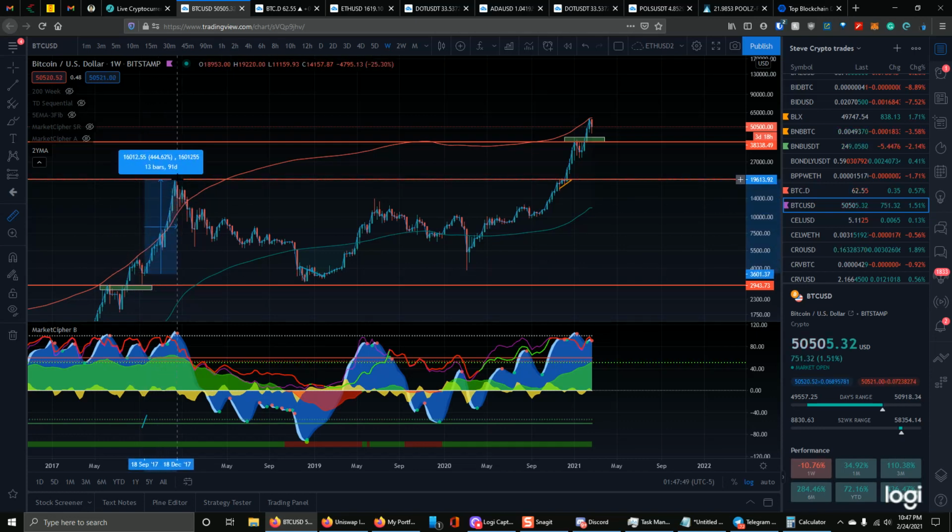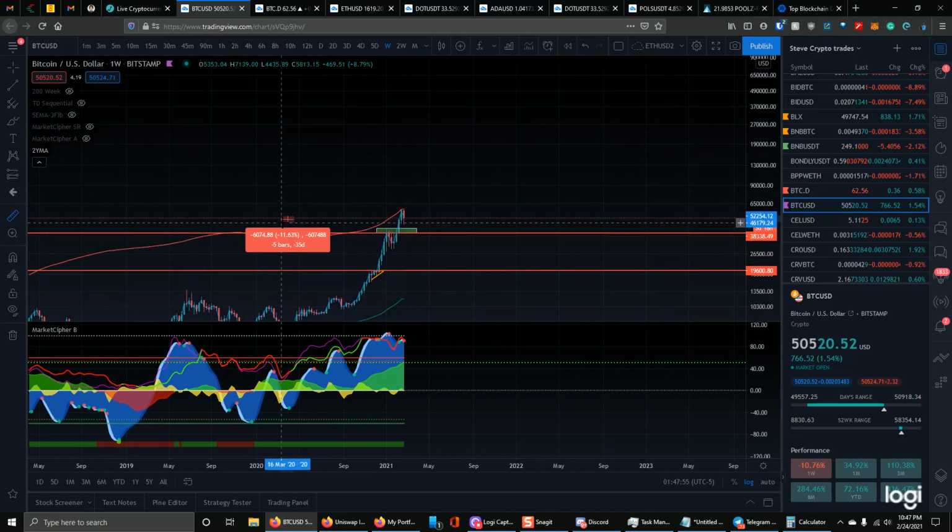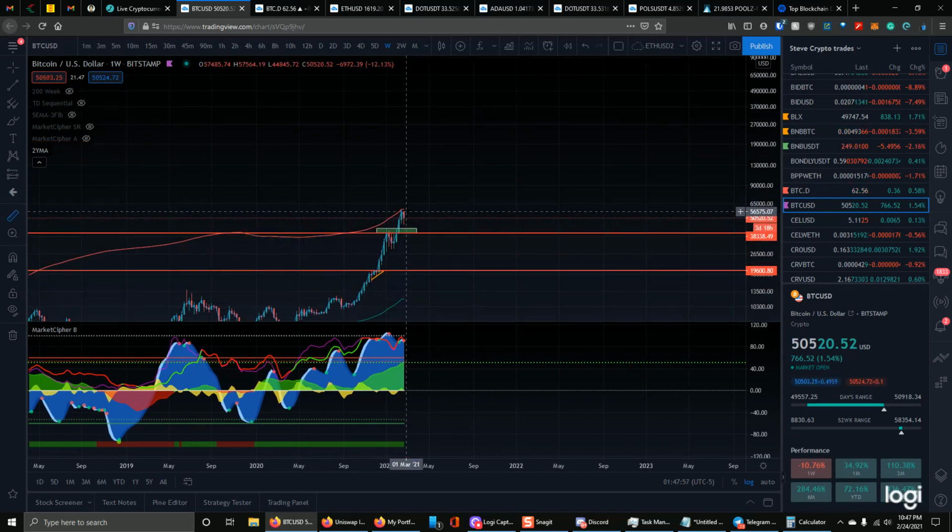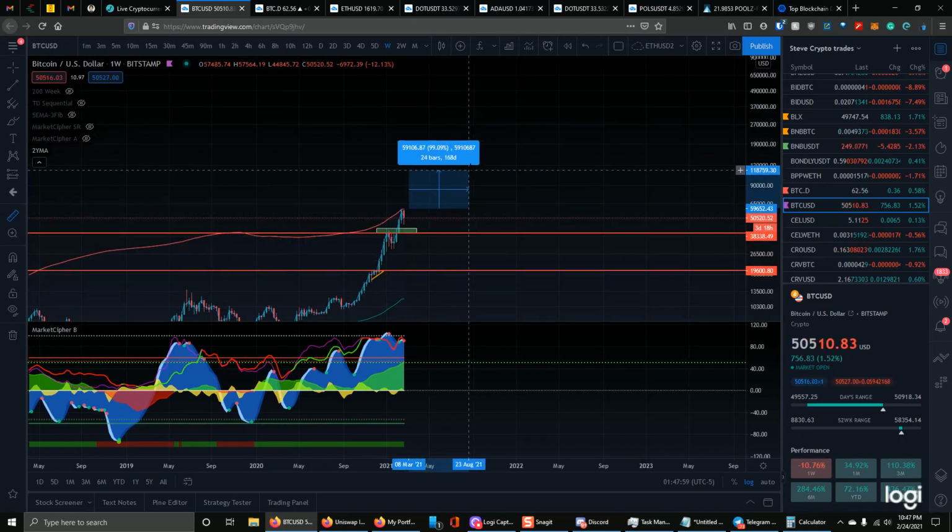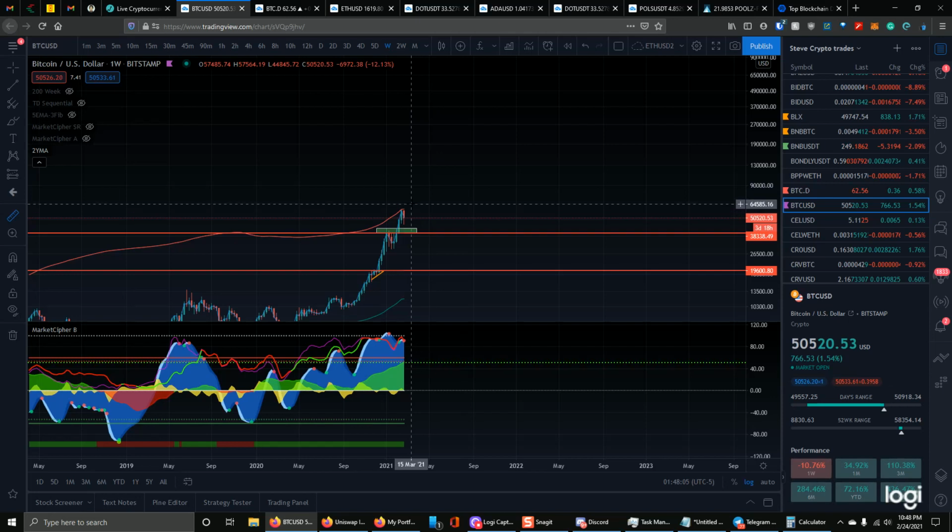But if you look here, we got a 444% move. So if we do break out of here and we even get 100%, that puts us at 119,000 just from breaking above this 2-year moving average. And that's only 1/4 of what we did in the previous breakout of this 2-year moving average, right?